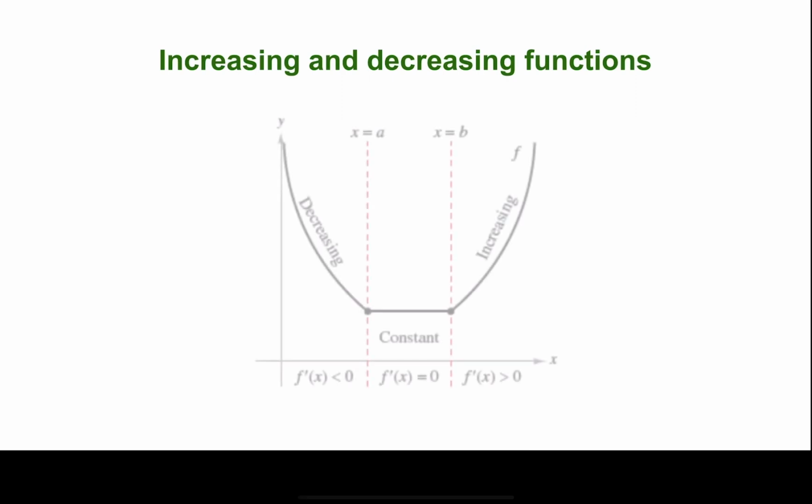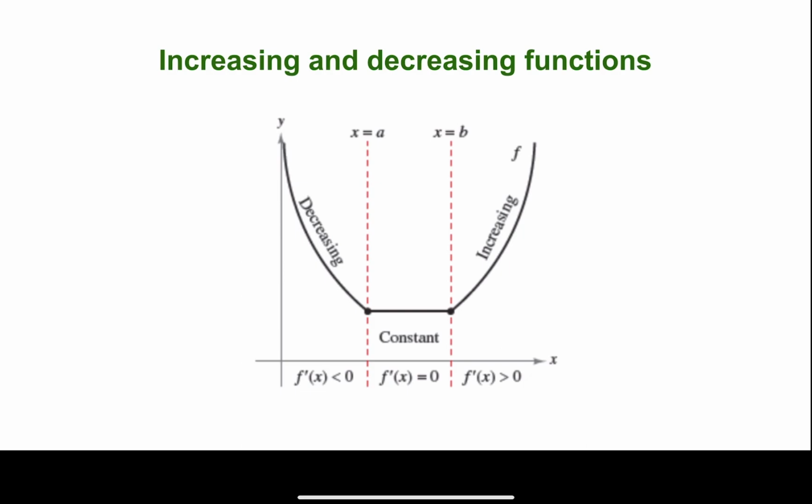Okay, so let's first of all take a look at a visual here, and we have a couple of values there, x equals a and x equals b. We can tell that to the left of x equals a, this function is decreasing. And we see there that the derivative of the function is going to be less than 0, or negative, when that happens.